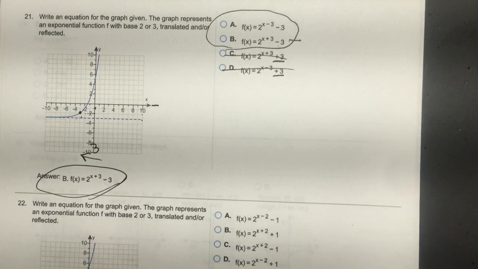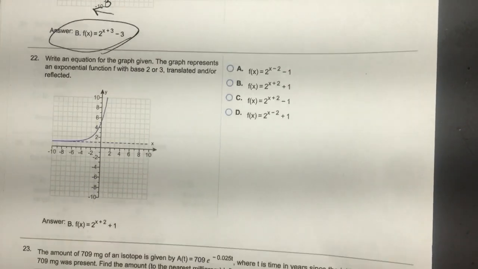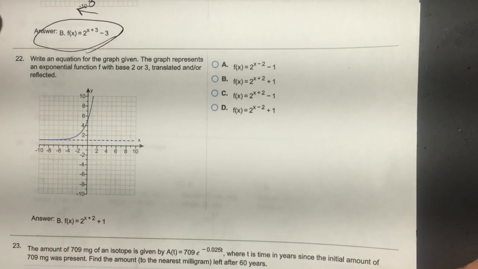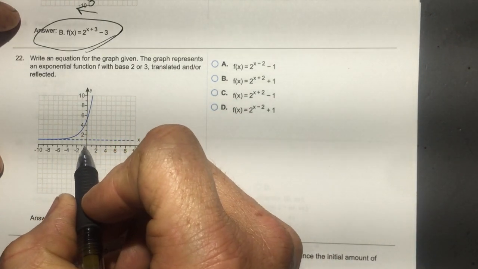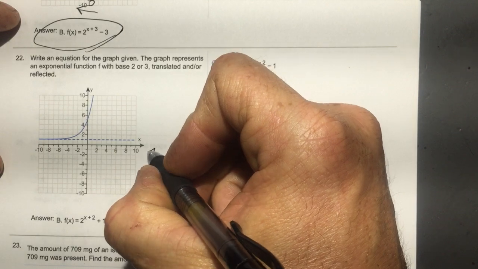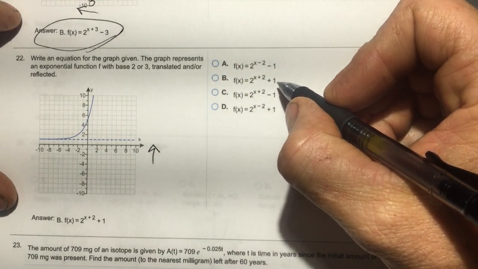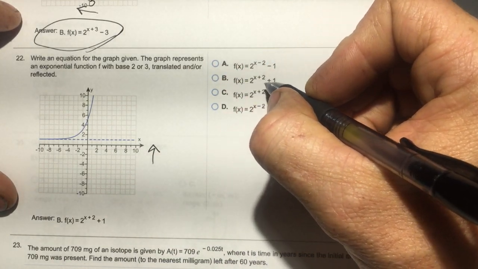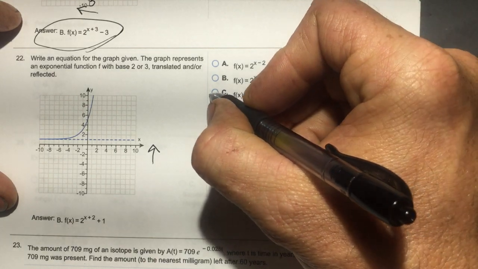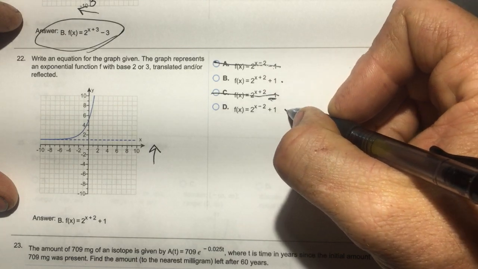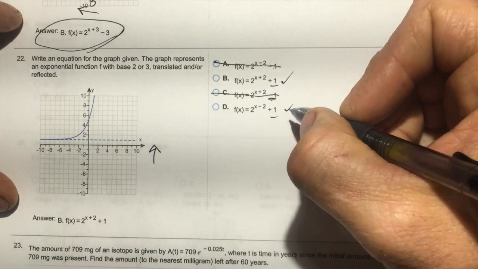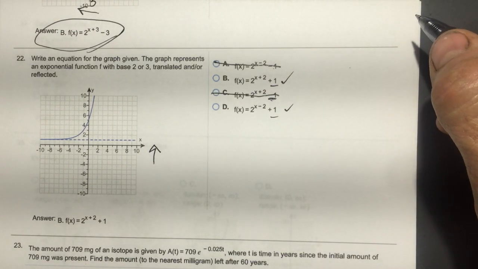Okay, we've got another one of these. 22. Write an equation for this one. All right, see, my asymptote is going up 1. So that tells me I've got a vertical shift up 1. So that's going to be plus 1. So it's going to be B or D. This is out, see, it says minus 1. This one's out too, that says minus 1. It's got to be B or D, right? Because they both have the right vertical shift.